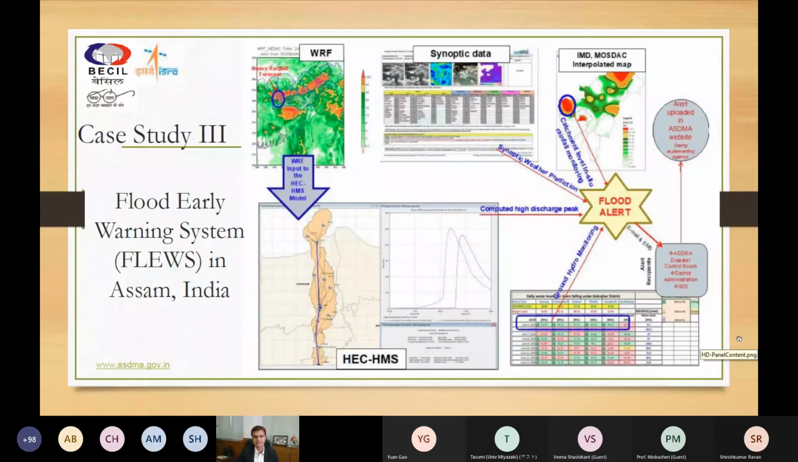So case study 3, you can say flood early warning. We have got a warning system for floods in Assam, where we have got sensitivity data. Then we have got MOSDAC, WRF, and thus ground hydro monitoring, computed high discharge, synoptic weather predictions, catchment, and these things which we have discussed earlier. Next slide.